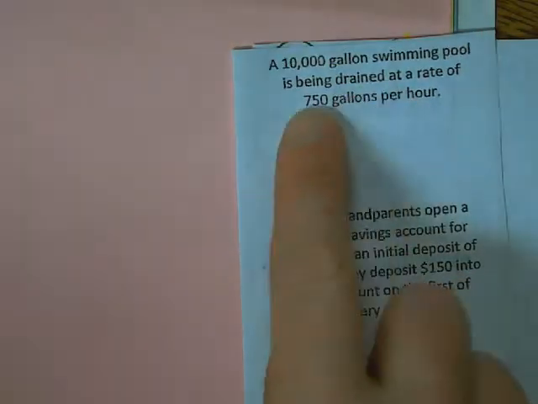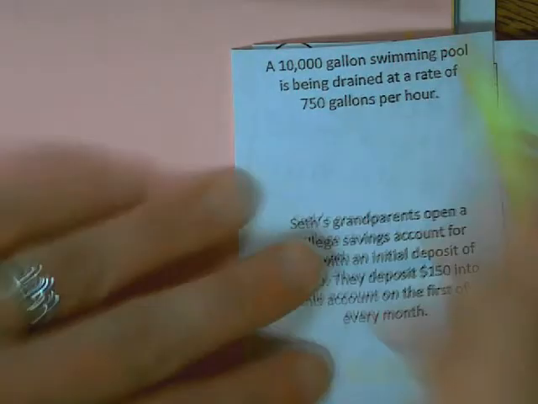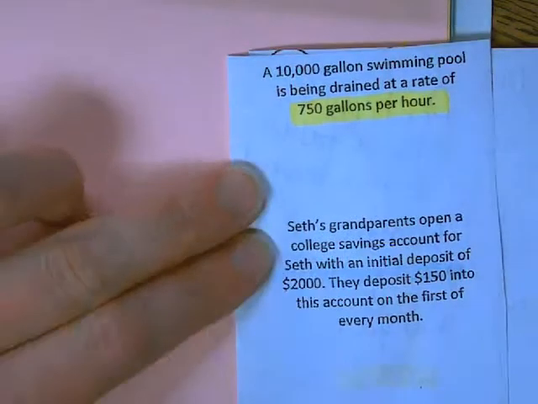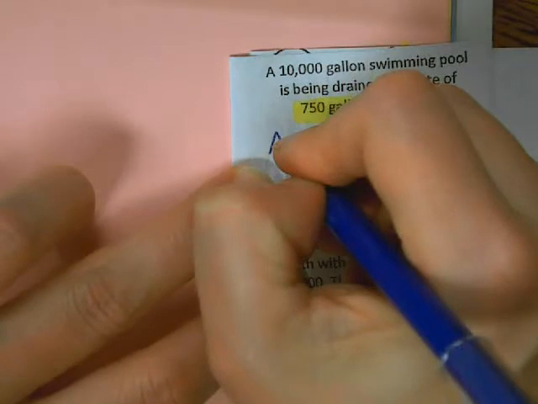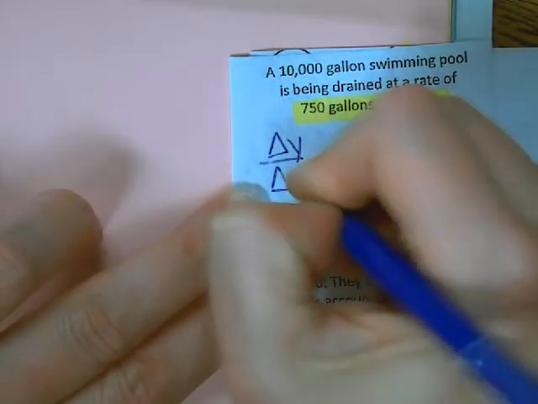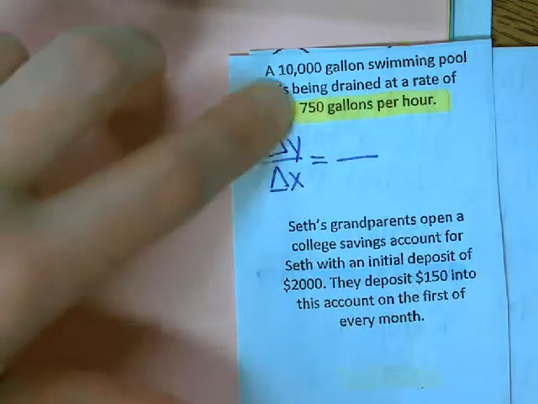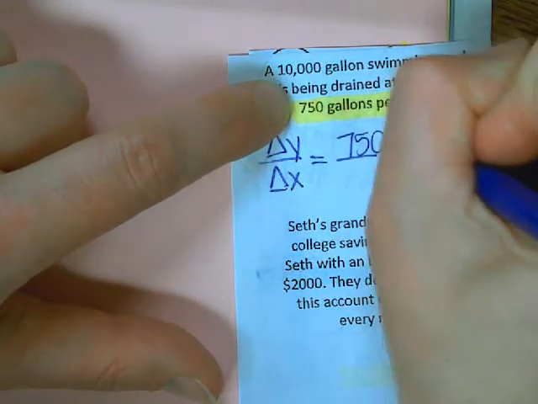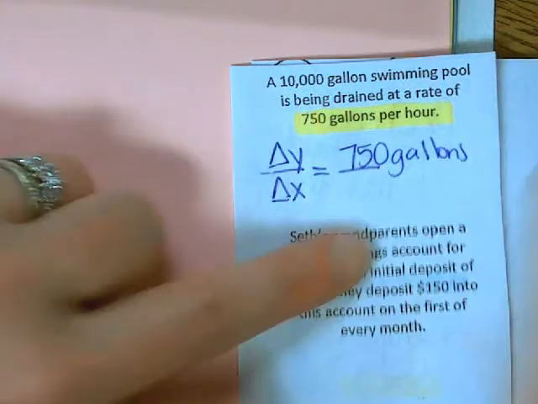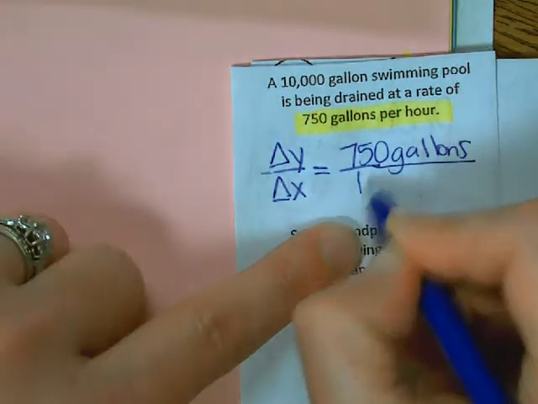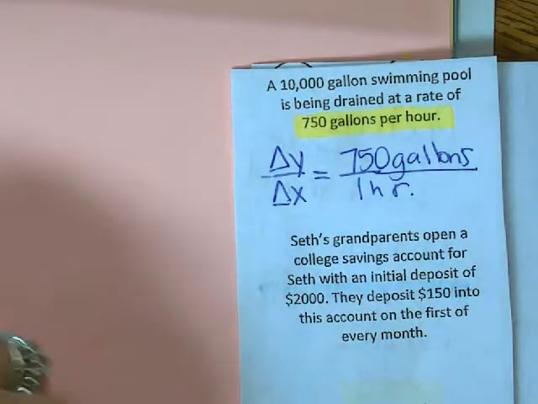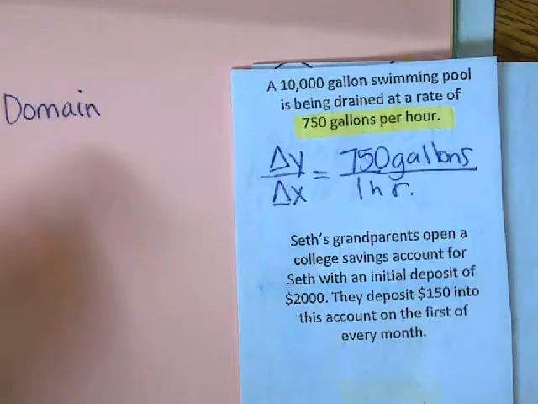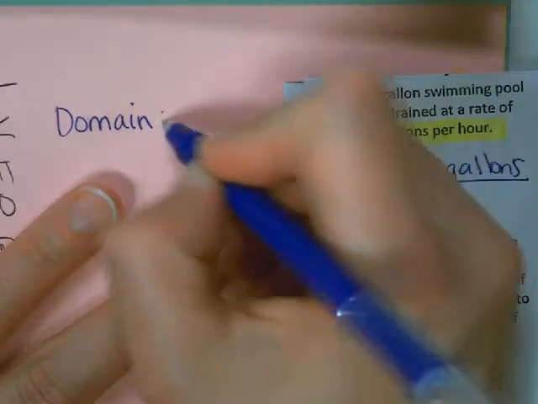So it says a 10,000 gallon swimming pool is being drained at a rate of 750 gallons per hour. Remember when we talked about interpreting rates, it's change in y over change in x. So it says 750 gallons per hour. That's 750 gallons per 1 hour. So that must mean that my domain is going to be hours.